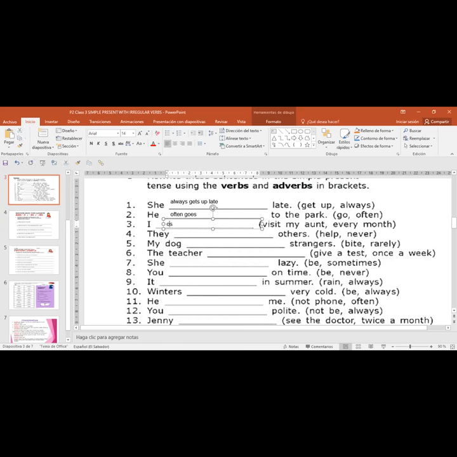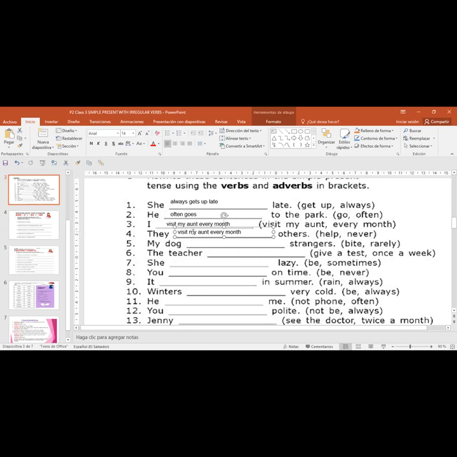Number three. How do we solve number three? I. I visit my aunt every month. Tal cual, ¿verdad? I visit my aunt. Tal cual está. I visit my aunt every month. Okay, that's it. Number four, they. They never help others. Okay, they never help others. Okay.